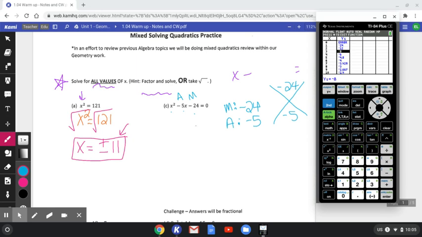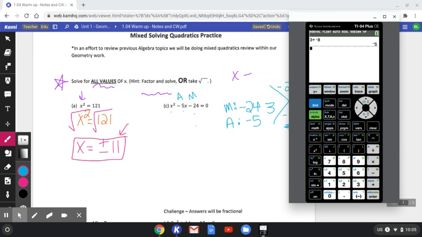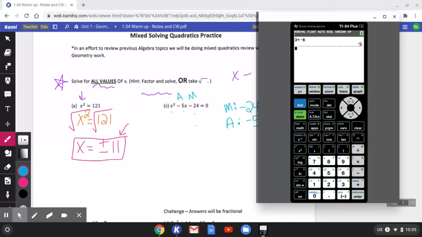Okay, so if we double check it, is 3 plus negative 8 going to add to our negative 5? So 3 plus negative 8 gives us negative 5. So our two factors are positive 3 and negative 8.